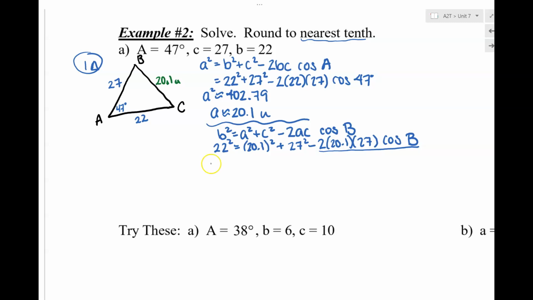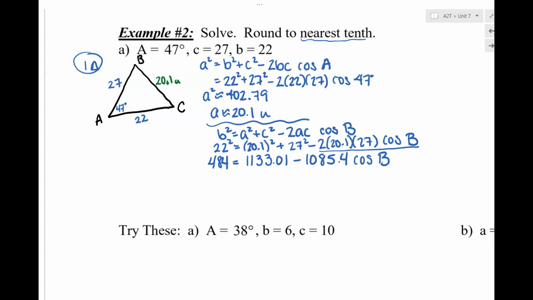So 22 squared is 484, and that is equal to 1,133.01 minus 2 times 20.1 times 27, so minus 1,085.4 times the cosine of angle B. I'm going to subtract the 1,133.01 to the other side.